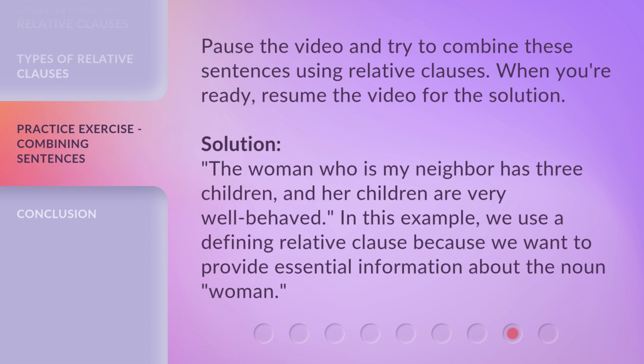Pause the video and try to combine these sentences using relative clauses. When you're ready, resume the video for the solution. Solution. The woman who is my neighbor has 3 children, and her children are very well behaved. In this example, we use a defining relative clause because we want to provide essential information about the noun, woman.